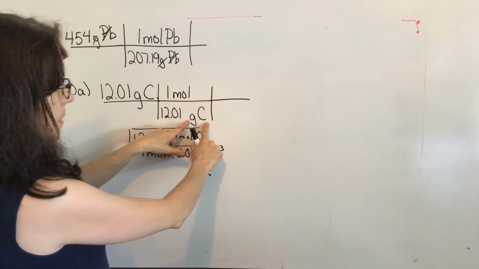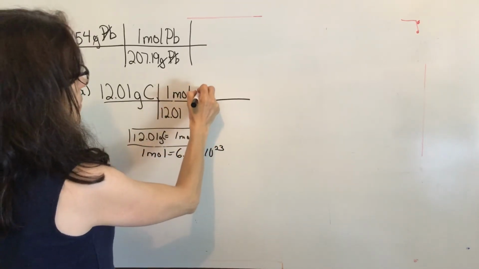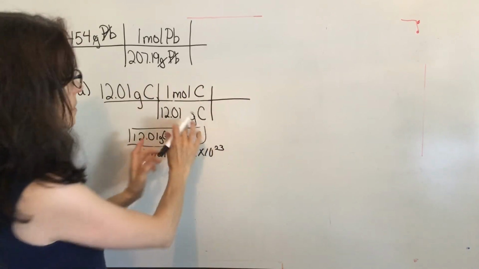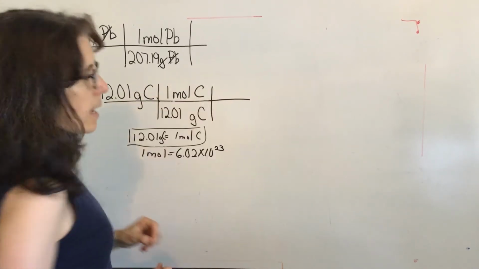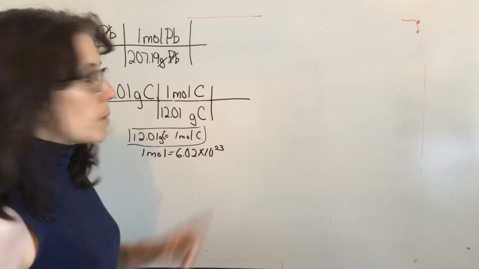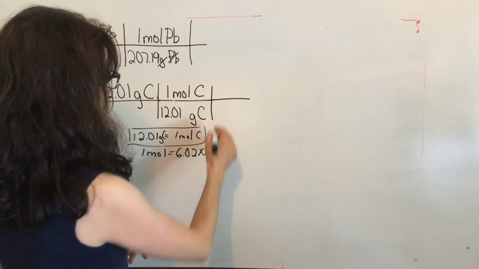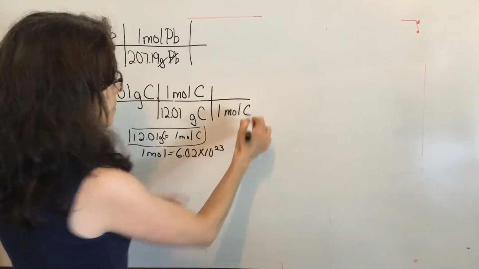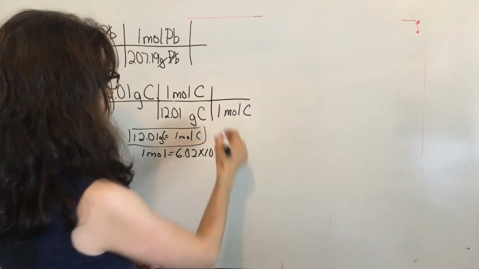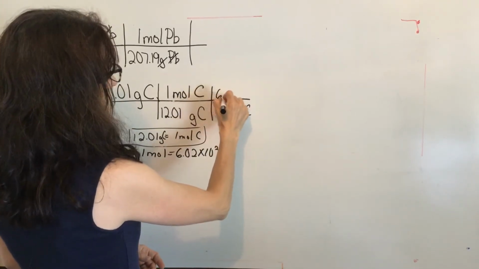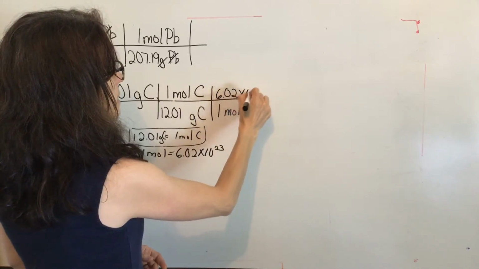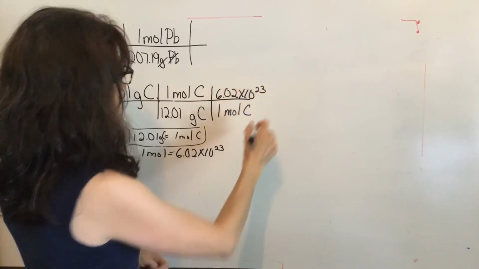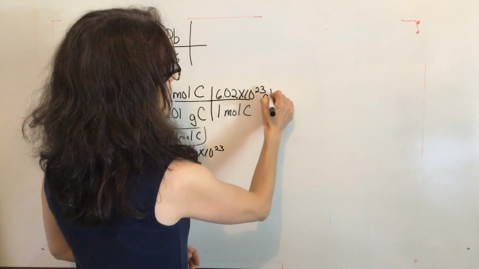12.01 grams of carbon is equal to 1 mole of carbon, not 1 mole of anything else. Nothing else has that specific mass. So let's make sure we put the substance there, all right? Then I'm going to do the same thing here. 1 mole, and since I'm talking about carbon, I'm going to put carbon there, and 6.02 times 10 to the 23rd atoms of carbon.